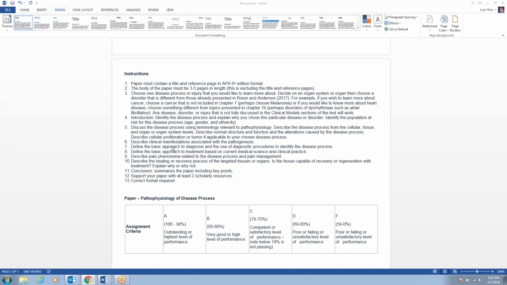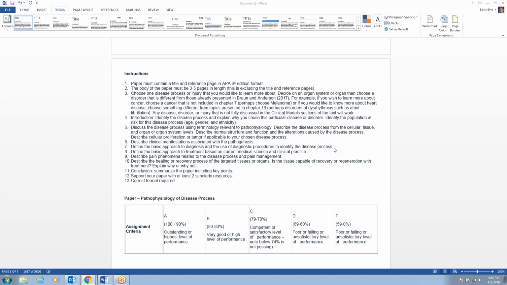Then go into the clinical manifestations associated with that pathogenesis. So what are the signs? What are the symptoms? What are we going to see? What's the patient going to tell us? Define the basic approach to diagnosis. Are they going to run tests? Is it going to be simply what you see in the patient? Is it going to be exploratory surgery? What are they going to do to give a definitive diagnosis for this?